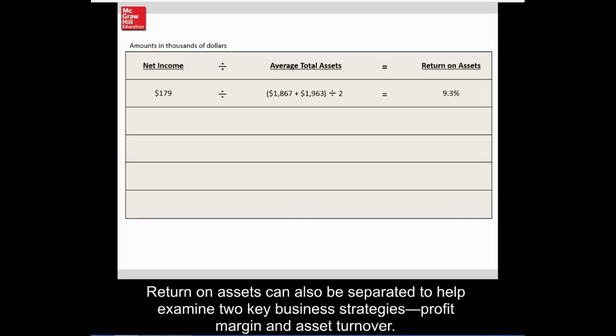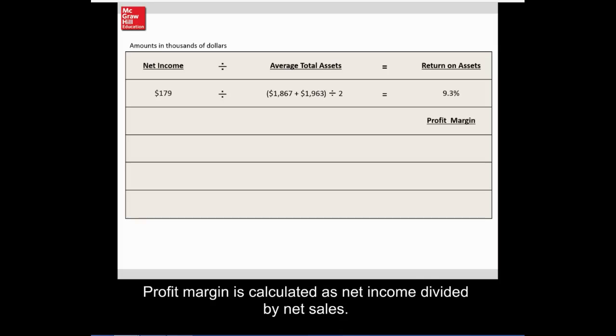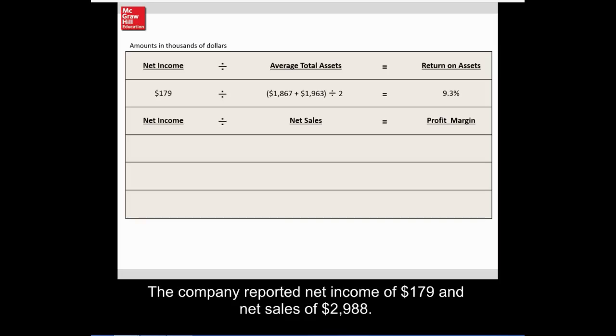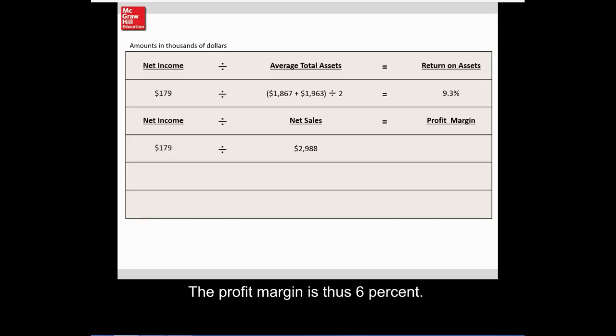Return on assets can also be separated to help examine two key business strategies, profit margin and asset turnover. Profit margin is calculated as net income divided by net sales. This ratio indicates the earnings per dollar of sales. The company reported net income of $179 and net sales of $2,988. The profit margin is thus 6%.